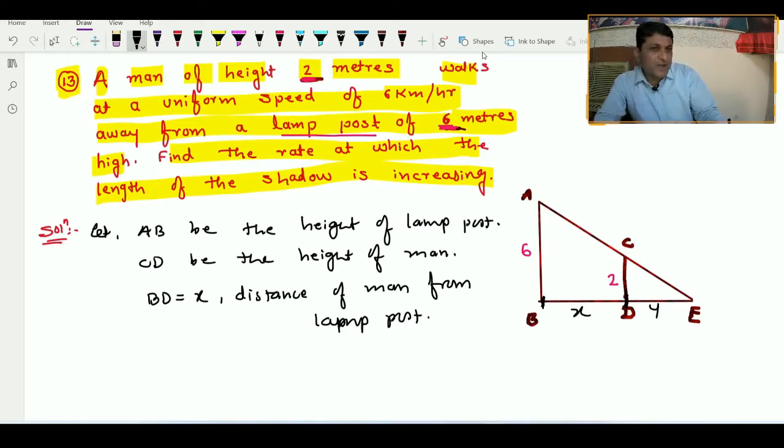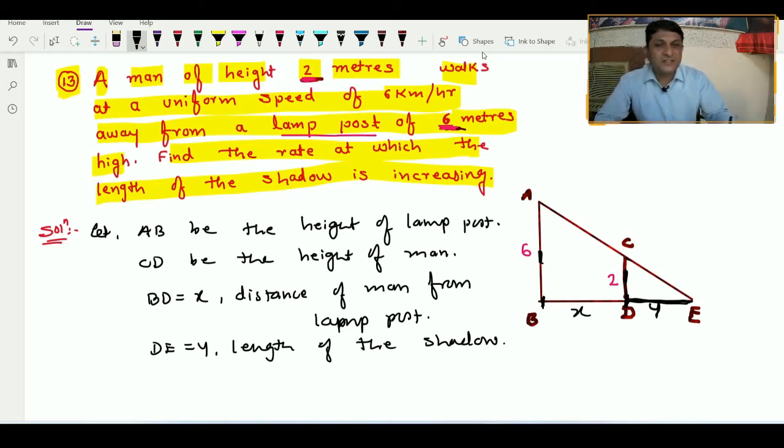DE I am denoting by Y, and here we can easily observe that if this is the lamp post and this CD is the man, then this DE is nothing but the shadow of that man, which we have denoted by Y. So DE, which we have denoted by Y, is nothing but the length of the shadow. All the things which we have represented in the figure, which is our supposition, we have written here.